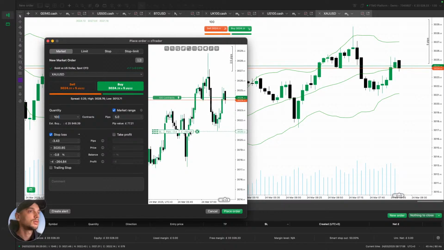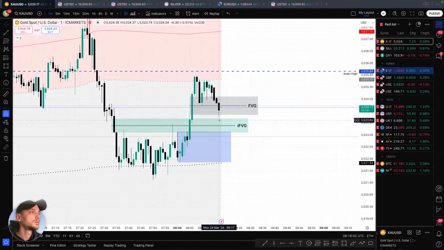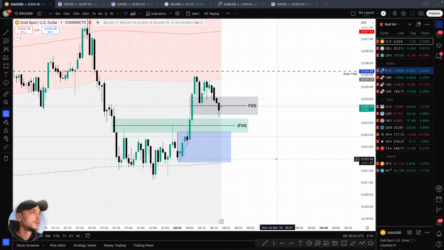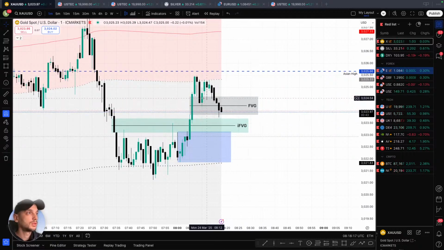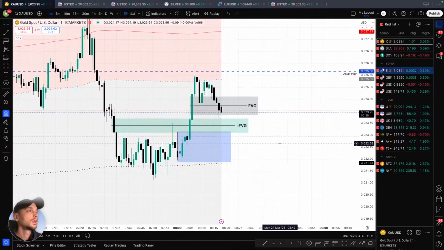Okay, gold is coming back to our area. And this is a 5-minute fair value gap as well. Ideally, we want to see a tap of the inverted, and at the same time, no candle close inside of this fair value gap, just a wick, and we can go long.